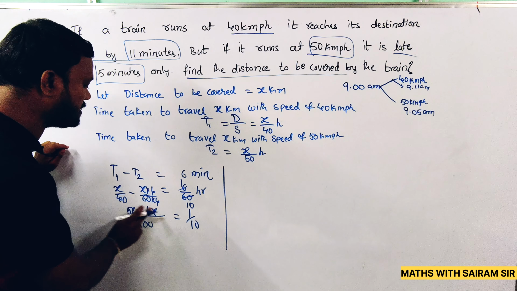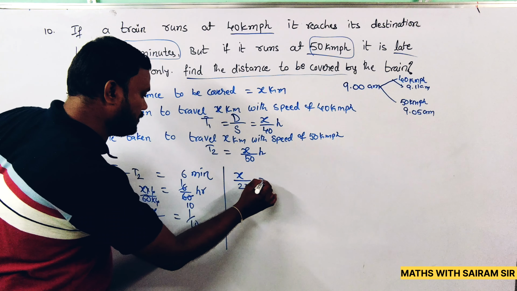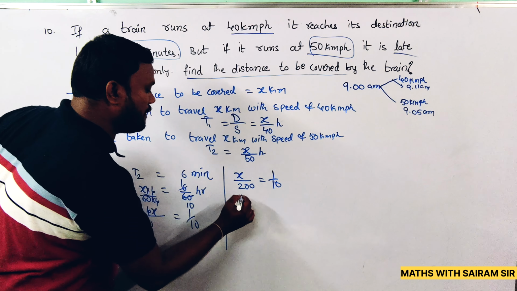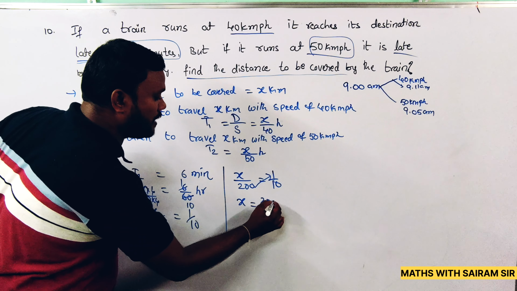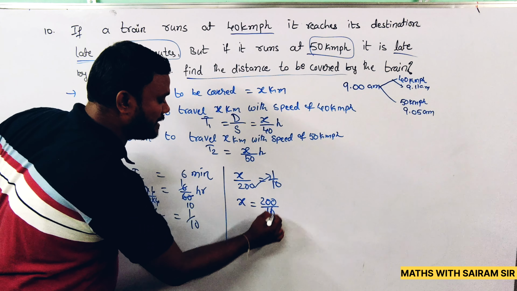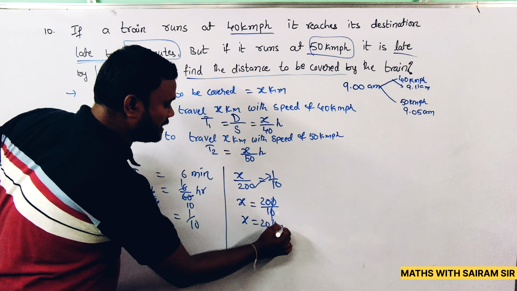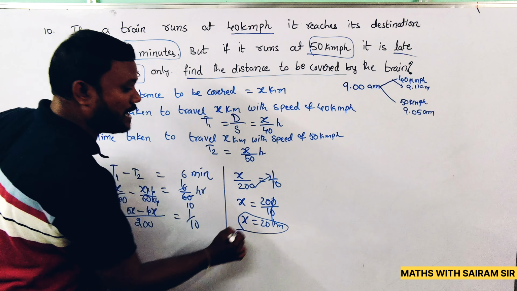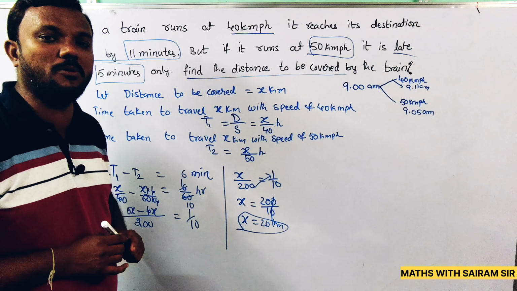From this, what do we get? 5x minus 4x, that is x, so x by 200 gives you 1 by 10. Transposing this 200 to the other side, x is equal to 200 by 10, that is x is equal to 20 kilometers. That means the distance that has to be covered is 20 kilometers.